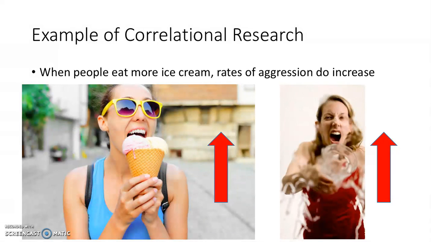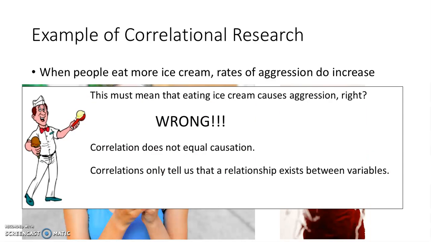The ice cream man thinks to himself, wow, eating ice cream must cause aggression. Based on his correlational design, is that an accurate conclusion that eating ice cream causes aggression? No, wrong. That statement was not accurate. Correlational designs, those in which we simply measure variables without manipulating variables, do not allow us to make causal statements like ice cream causes aggression.